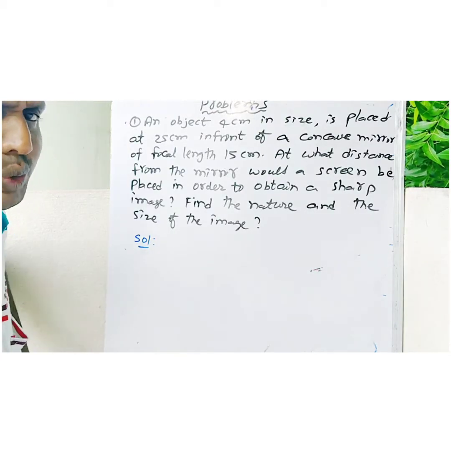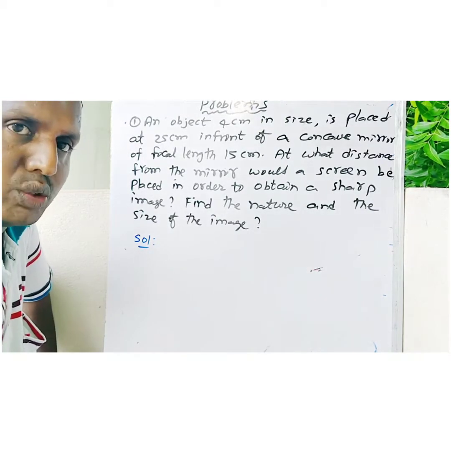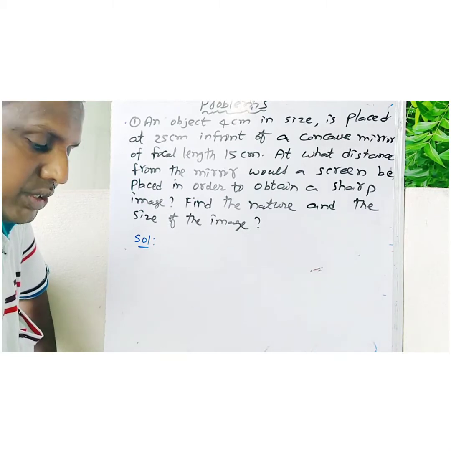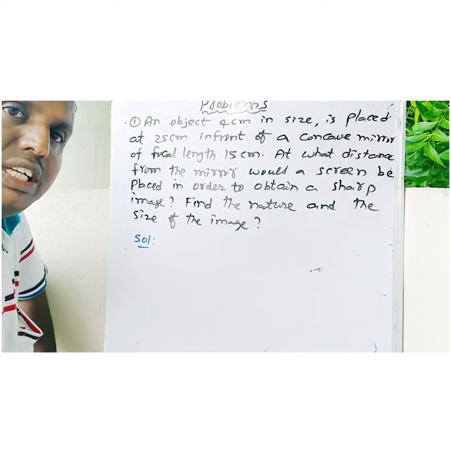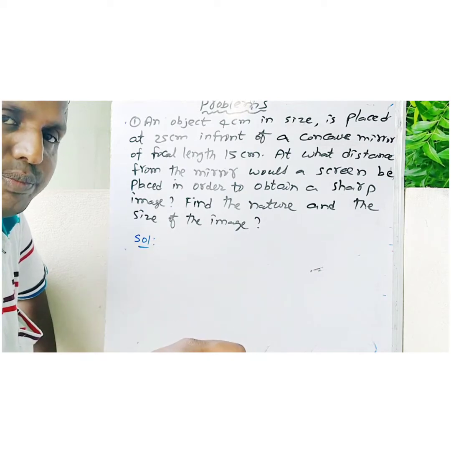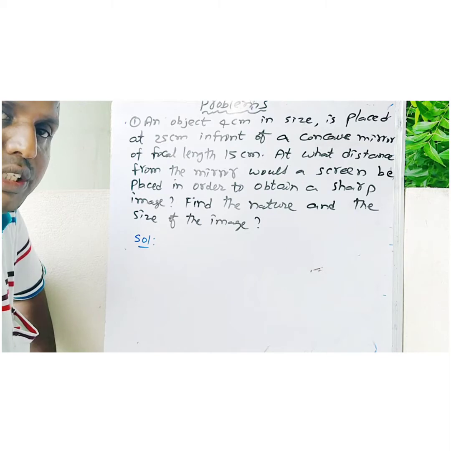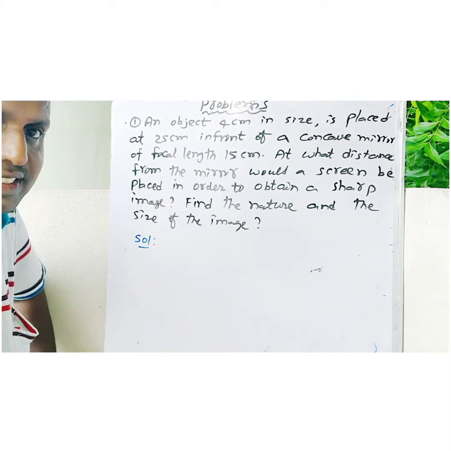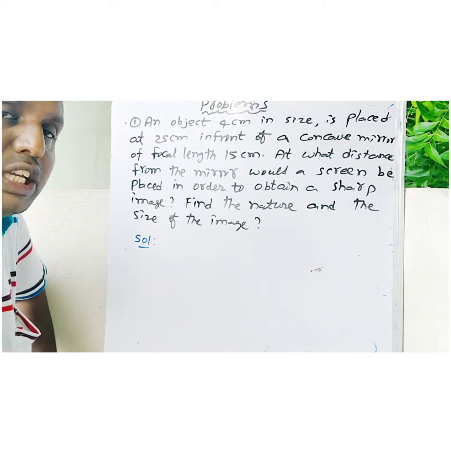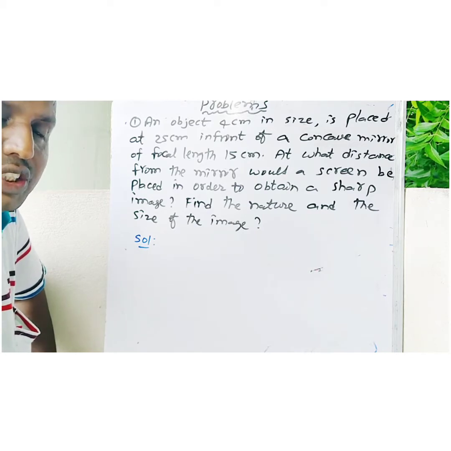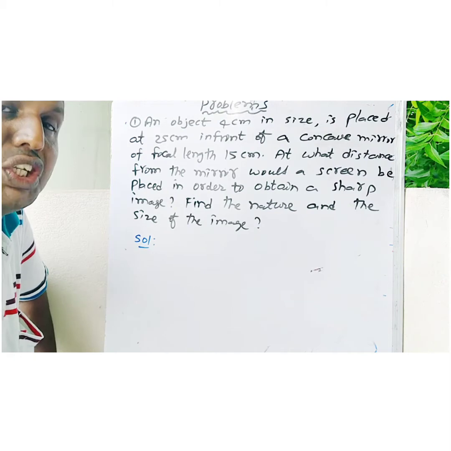To solve a problem, as I already told you, there are 6 steps. Step 1: read and understand the problem. Step 2: write the given data. Step 3: check the units. Step 4: think of the formula. Step 5: substitution and calculation. Step 6: result with the units.